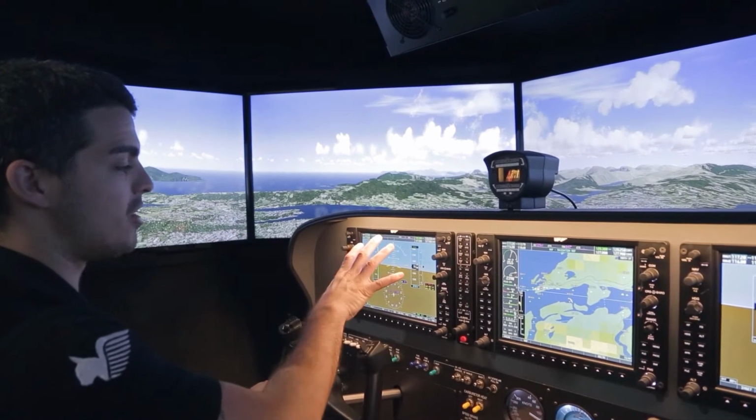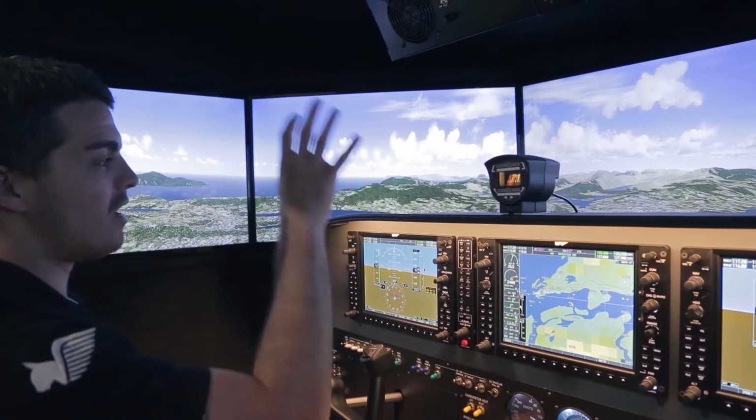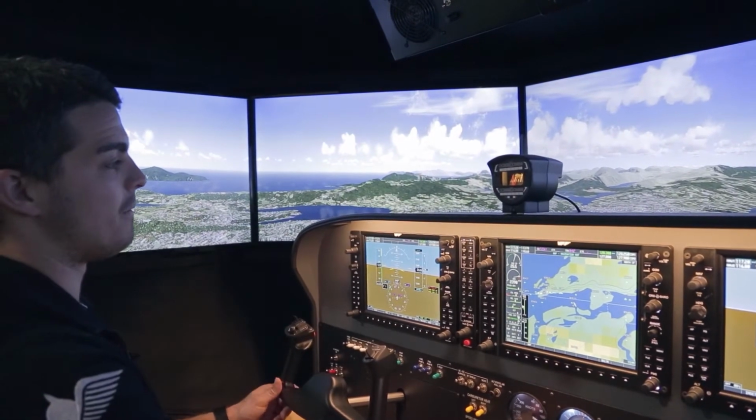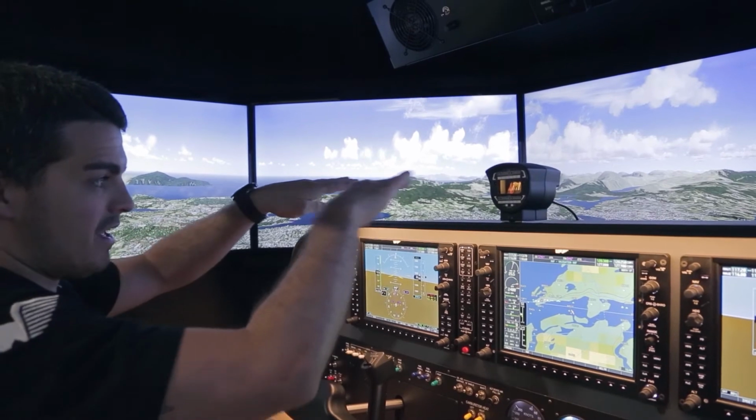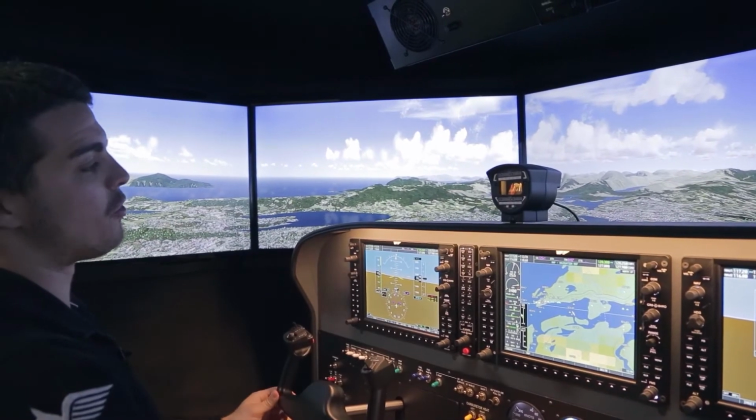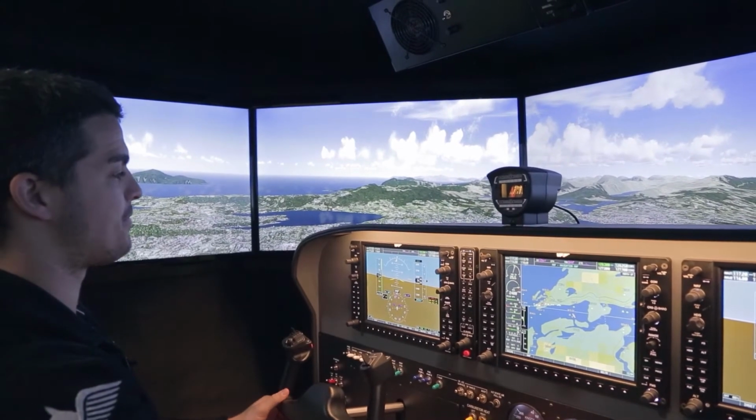It's always good to look outside and look inside at the same time. You have a lot of information on the PFD, but you have a lot of information outside as well. So if you see that the horizon is actually straight, it probably means that you're flying straight.